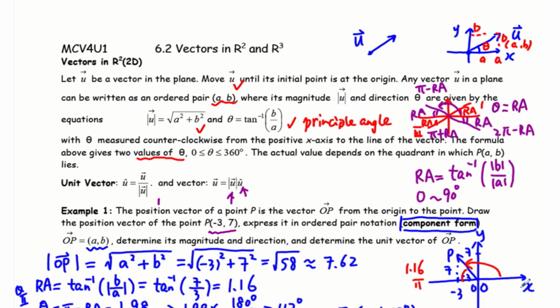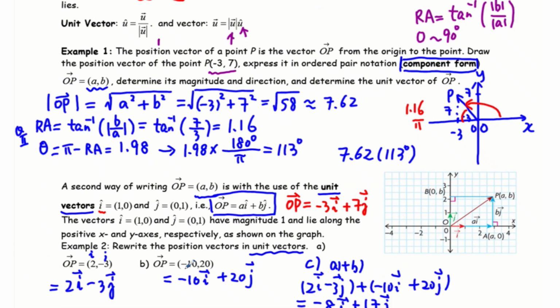The principal angle is always measured from the x direction, the positive x axis, with a counterclockwise turn. So the principal angle equals RA, the related acute angle, in the first quadrant. In the second quadrant it is pi minus RA to get the principal angle. In the third quadrant it is pi plus RA. In the fourth quadrant it is a whole circle, 2 pi, 360 degrees, minus RA to get the principal angle.